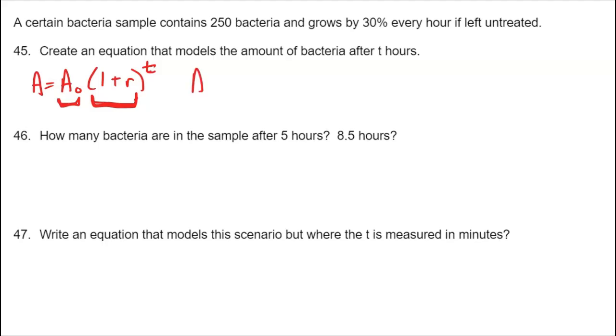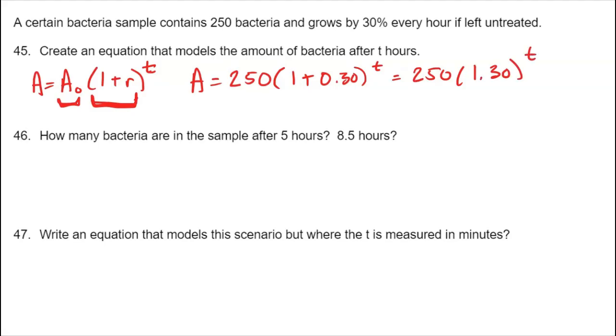So substituting that in here, the amount of bacteria is going to be the initial amount of 250, 1 plus our rate of 0.30, raised to the t, which is in hours. So we have 250 times 1.30, obviously you can add that together pretty quickly, raised to t. So that's an equation where you enter in the number of hours t, and you'll get how much bacteria is left after that amount of hours.